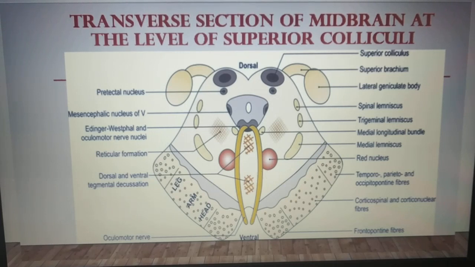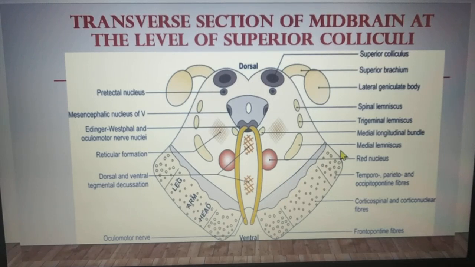So, this is all about the grey matter content of the midbrain at the level of the superior colliculus. Now, coming to the white matter content. We know the crus cerebri and the tracts passing through it. Next will be the lemniscus. Here, the lateral lemniscus will not be appreciated at the level of the superior colliculus because it ends in the inferior colliculus. So, only the medial lemniscus, trigeminal lemniscus and the spinal lemniscus are appreciated here.